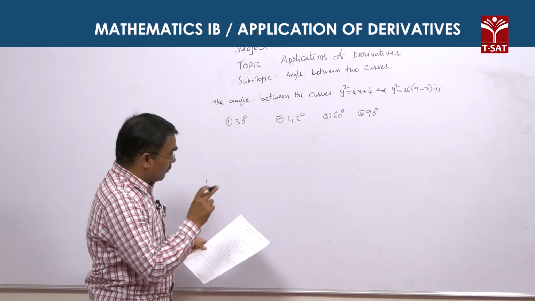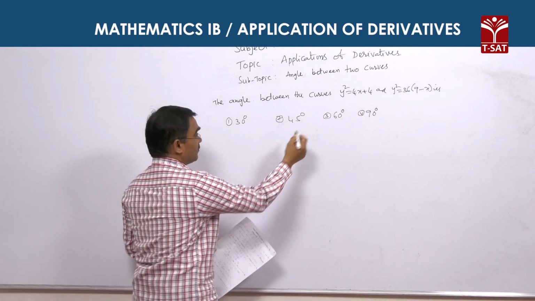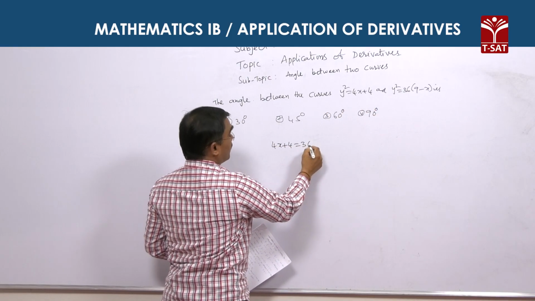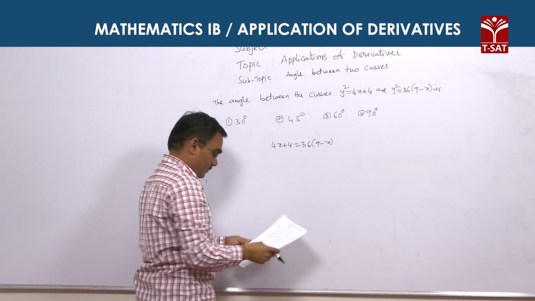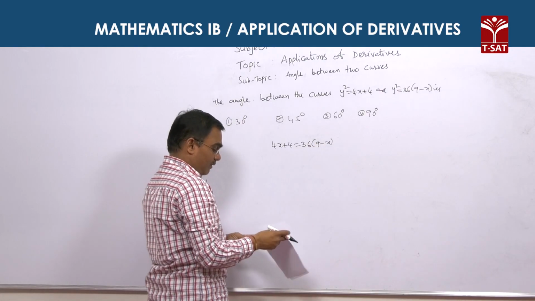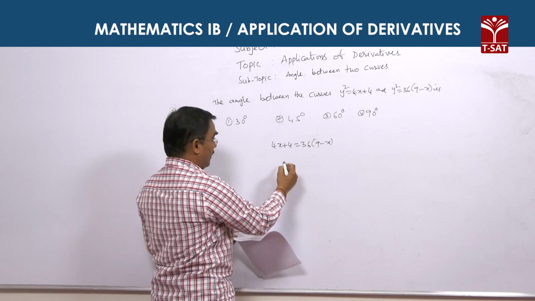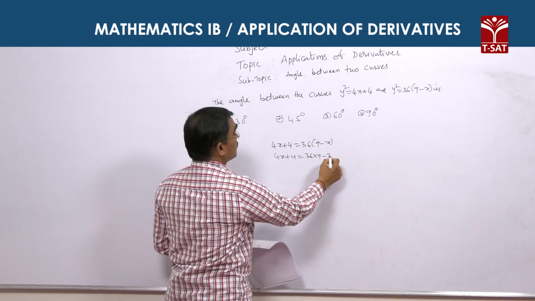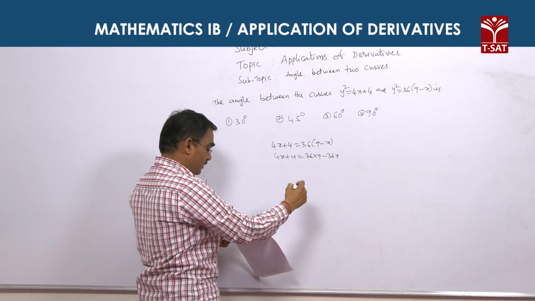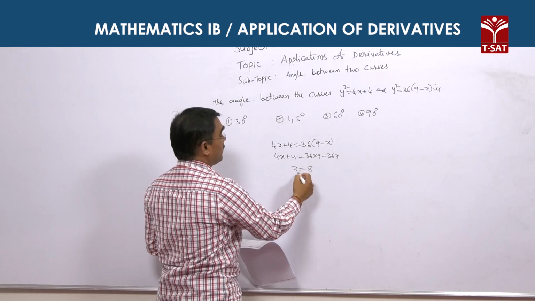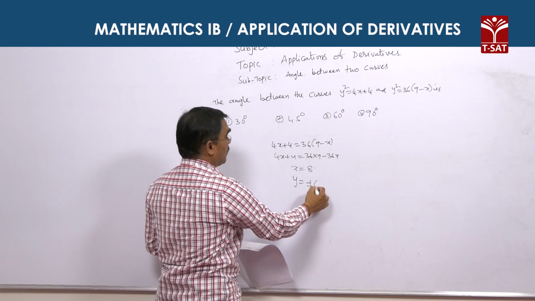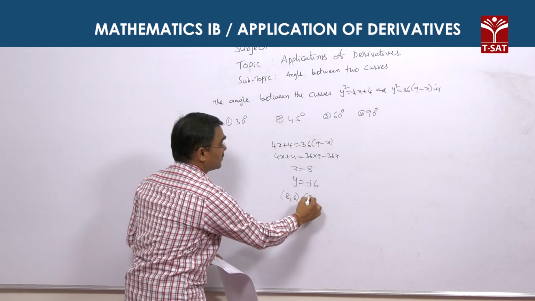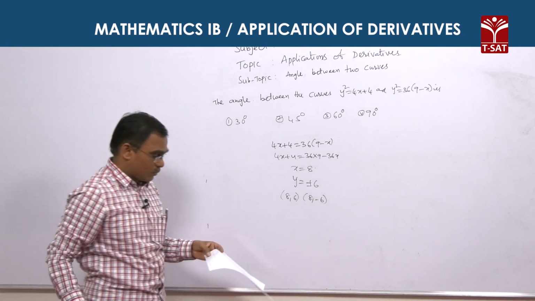When two curves intersect, both y square are equal. That is why 4x plus 4 must be equal to 36 into (9 minus x). Solving, 4x plus 4 is equal to 36 into 9 minus 36x. Simplifying this, x is equal to 8. Substituting, y is equal to plus or minus 6. We have the two intersecting points: 8 comma 6 and 8 comma minus 6.